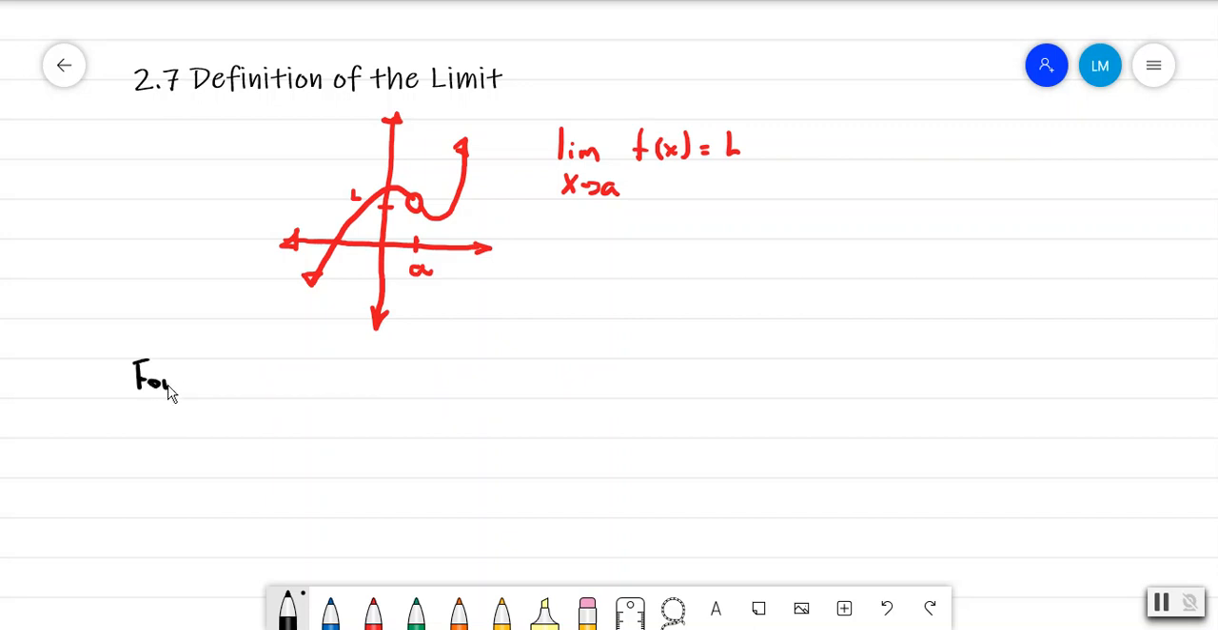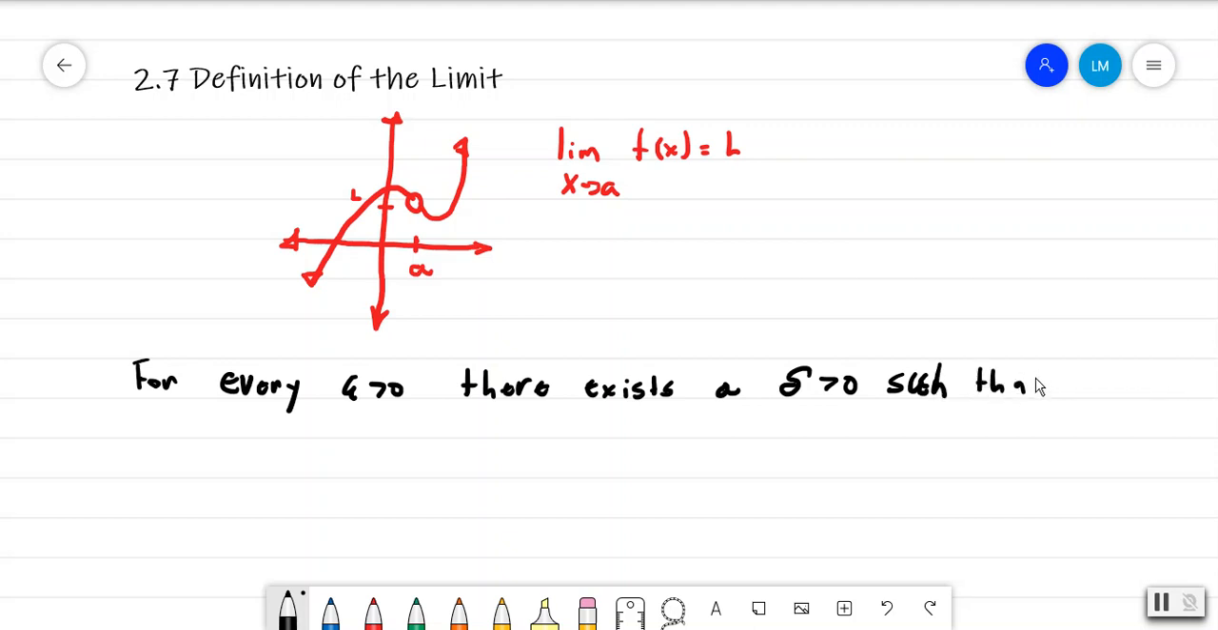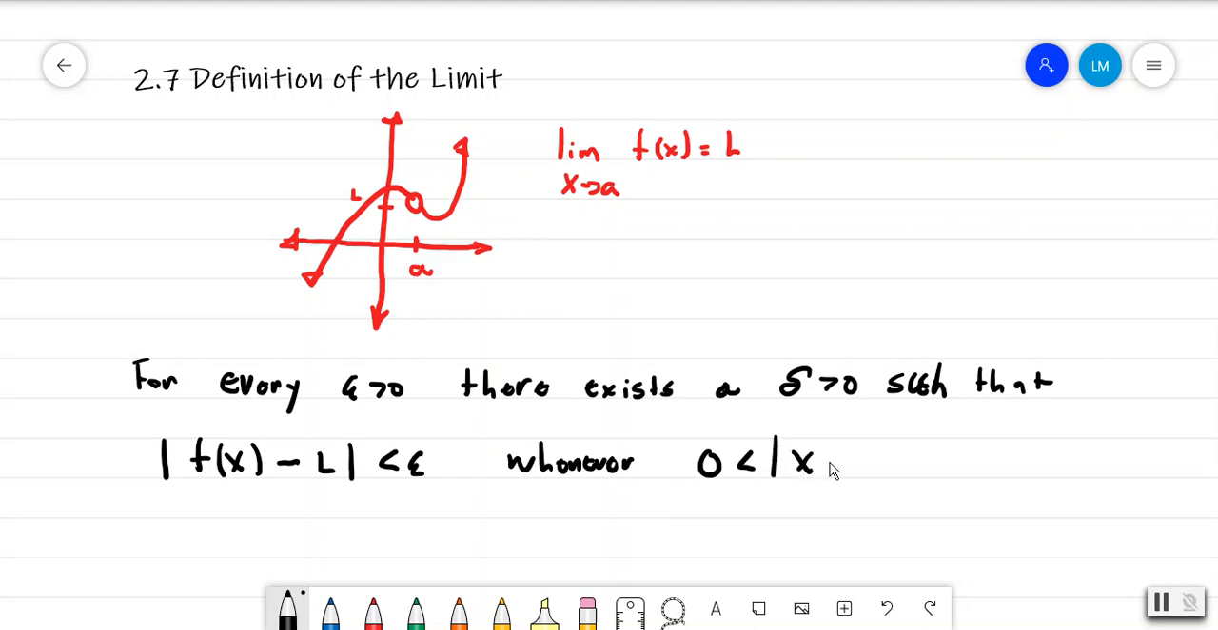So we say that for every epsilon greater than 0, there exists a delta greater than 0 such that, okay, so here we just say that the function value, or the function itself, minus the limit value is less than epsilon whenever the distance x minus, in this case, a, is less than delta.